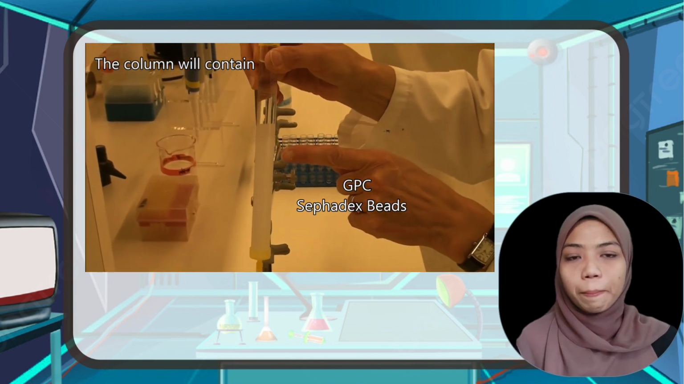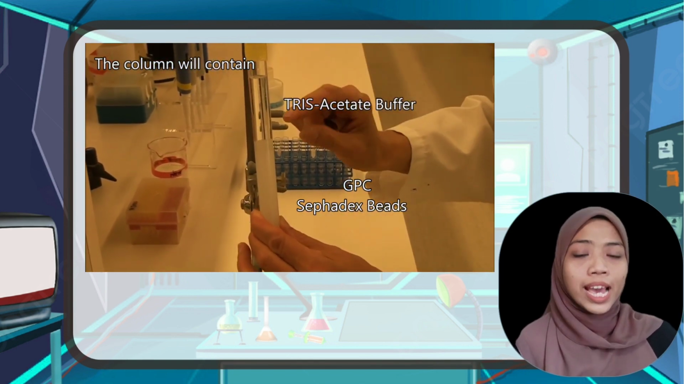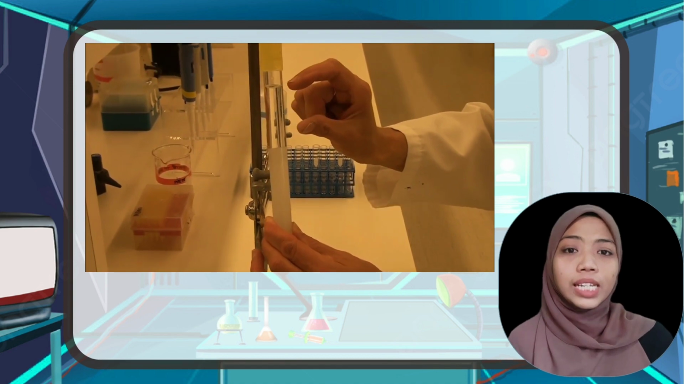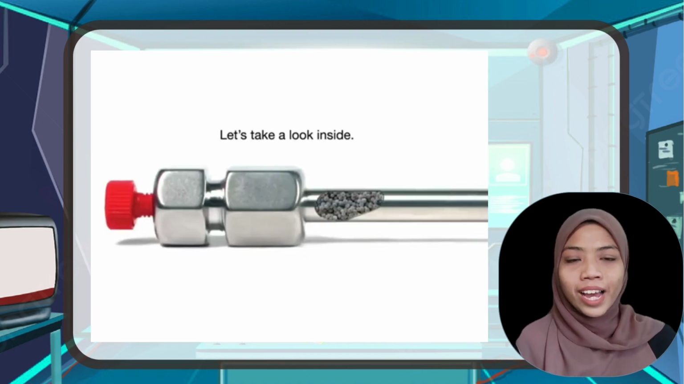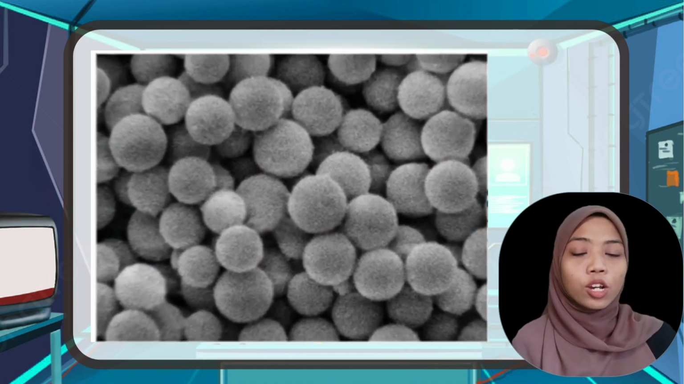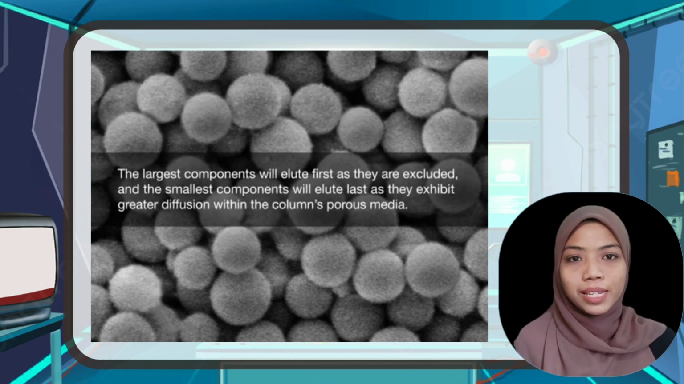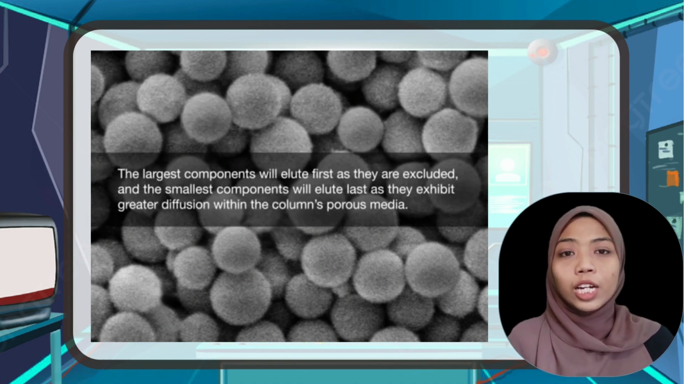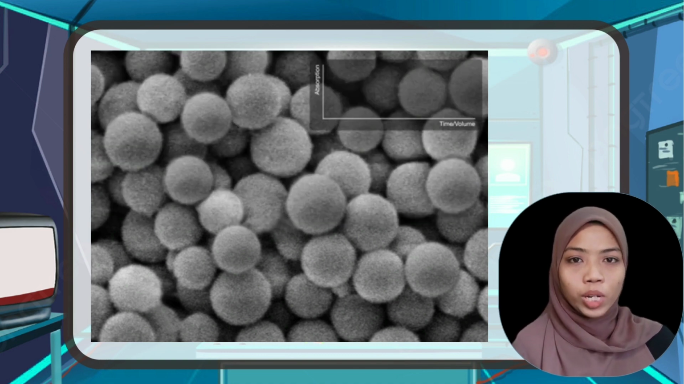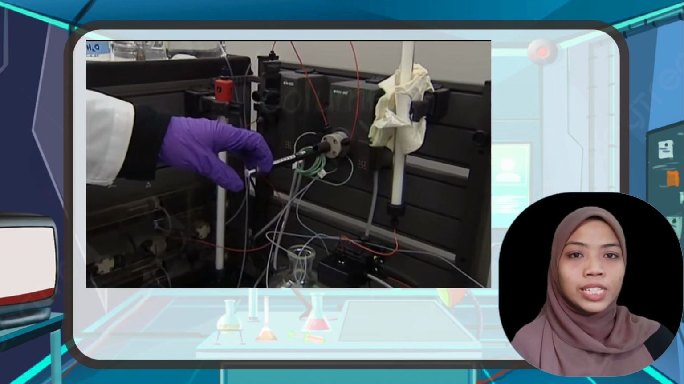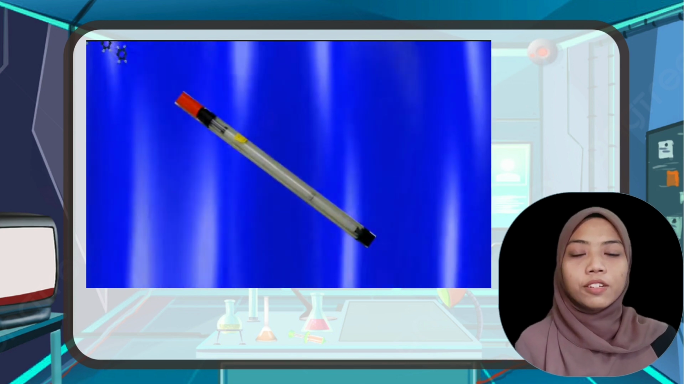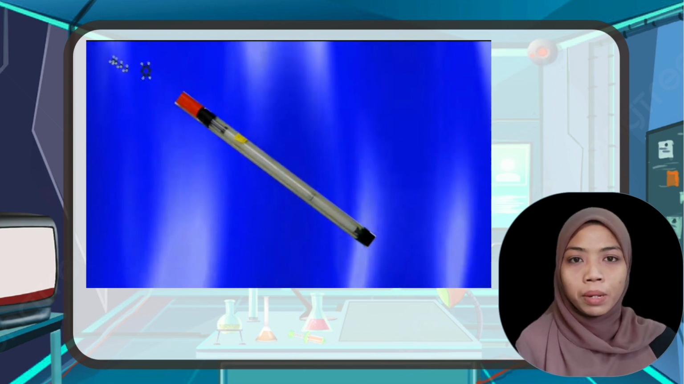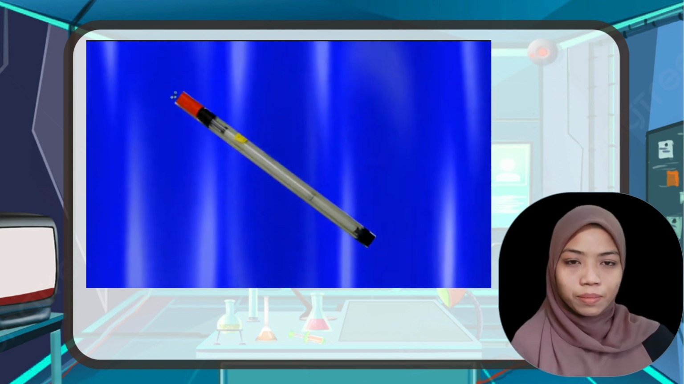Let's delve into the key components and steps that constitute the SEC process. Firstly is the column. At the heart of SEC lies a specialized column filled with porous beads. These beads possess a specific pore size distribution crucial for determining the range of molecular sizes that can be effectively separated. The column serves as the medium tube which our sample components will traverse.